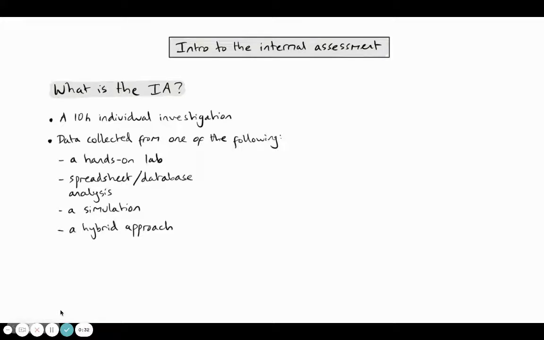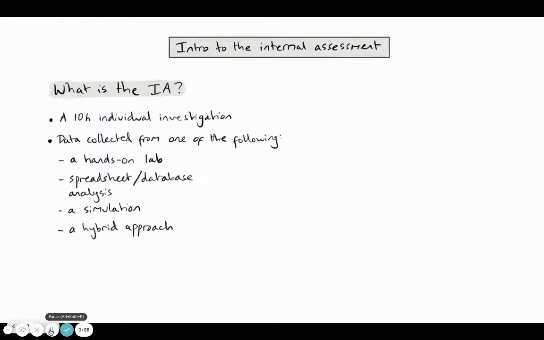It could be a traditional hands-on lab. It might use spreadsheets or databases to do some analysis. You can also use a simulation to investigate things like bond angles, but you need to make sure these simulations are open-ended. You could also use a combination of those three first options in a hybrid approach if that's best or most appropriate for the topic of investigation.